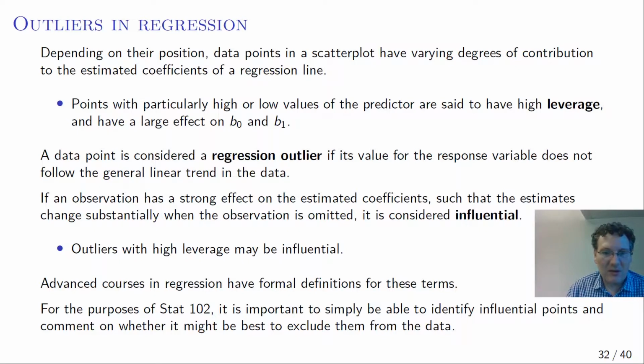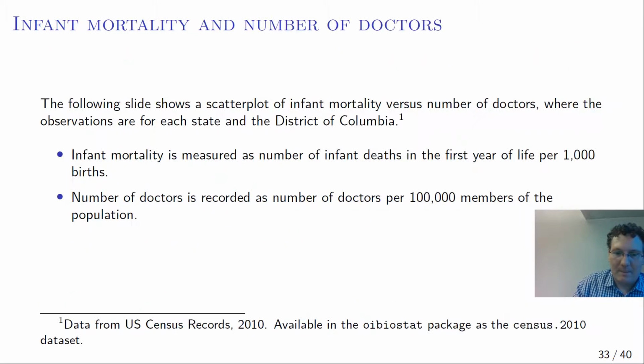So when a data point has a big effect on the regression model, if it has high leverage or if it's an outlier, and if you omit it, it has a big change, it's called an influential observation. And usually outliers with high leverage are influential. I guess not always, but oftentimes they are. So let's see.